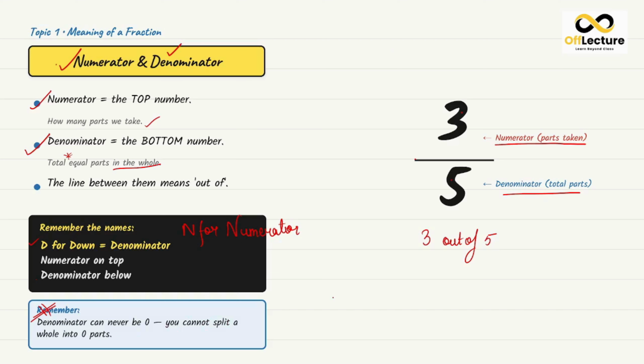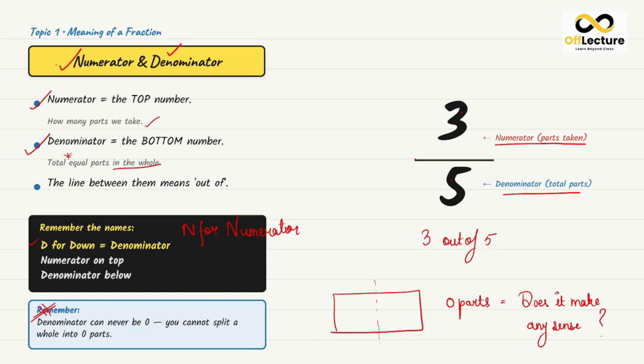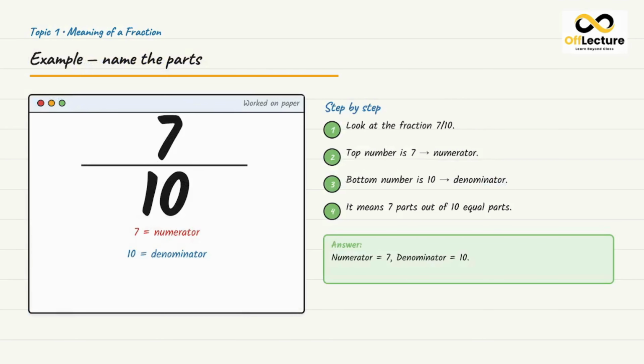For example, let's say you have a chocolate and someone says to you, divide or split this chocolate into 0 parts. Does it make any sense? No, because you can't divide anything or split anything into 0 parts. 0 parts means nothing. So this is what numerator and denominator is.